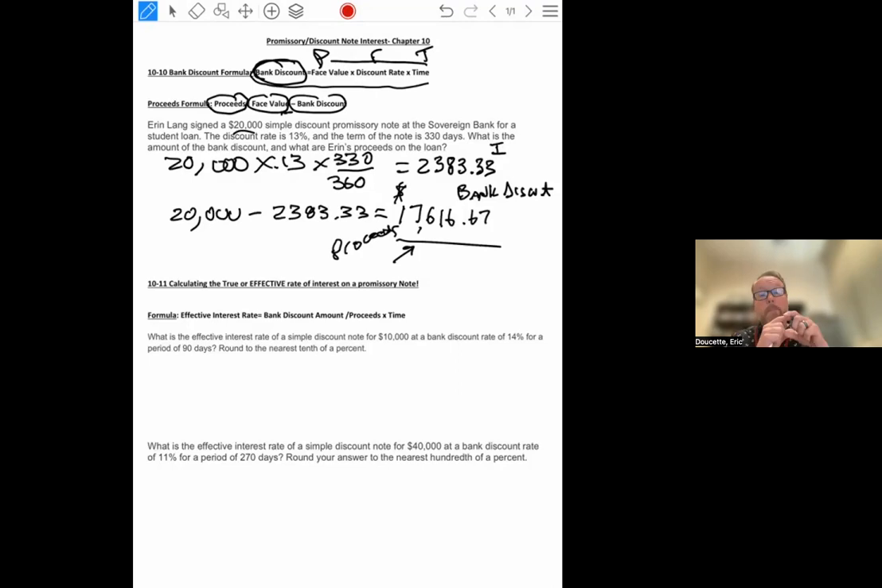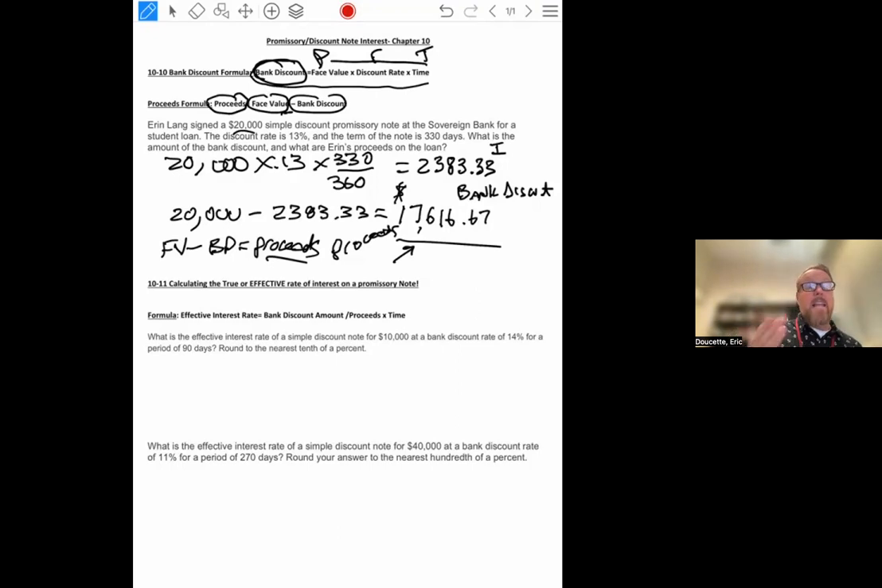So all you need to know when somebody's considering doing a promissory note or a bank discount, is that you're going to discount the interest off of the amount of face value, which is the principal, and then what remains is the proceeds. So again, face value minus bank discount equals proceeds. And proceeds are what they actually give you at the end of the day.